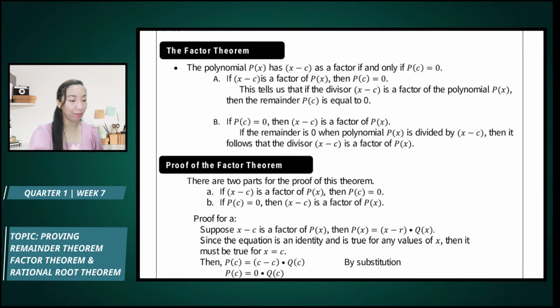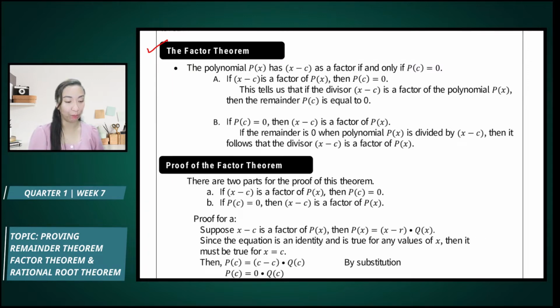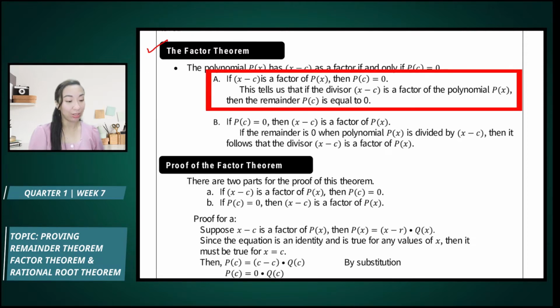Okay, so let's have first the factor theorem. The polynomial p of x has x minus c as a factor if and only if p of c is equal to 0. So ano bang ibig sabihin nito? Actually, there are 2 explanations. If x minus c is a factor of p of x, then p of c is equal to 0. This tells us that if the divisor x minus c is a factor of the polynomial p of x, then the remainder p of c is equal to 0. Dapat 0 yung remainder niya para masabi natin na factor yung divisor of the given polynomial. So, that's for letter A.